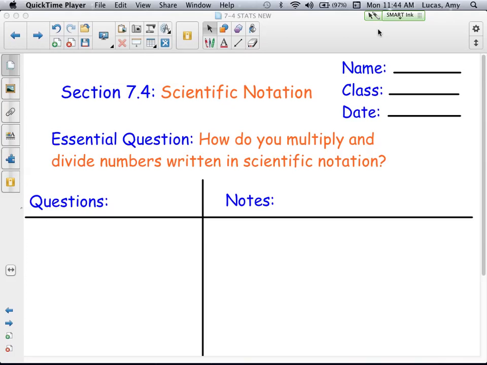Lesson 7-4, Scientific Notation. Day 2. Our essential question is, how do you multiply and divide numbers that are written in scientific notation? So we know how to write numbers in scientific notation and standard form, and how to transfer back and forth from one form to the other. Today we're going to focus on multiplying and dividing those numbers and keeping our answers written in scientific notation.